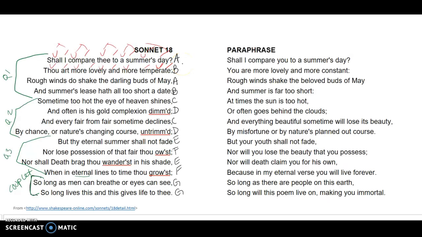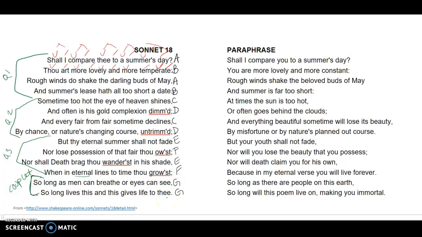Now, this really depends on pronunciation, but as we can see, day rhymes with May, and if you pronounce temperate in that way, then it rhymes with date. Shines rhymes with declines, and dimmed definitely rhymes with untrimmed. Fade rhymes with shade. Owest and growest, they rhyme. And at last, our last couplet rhymes see and thee.